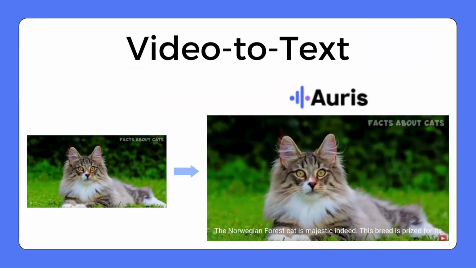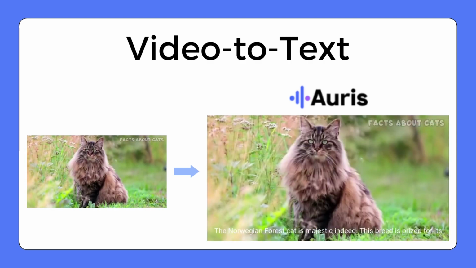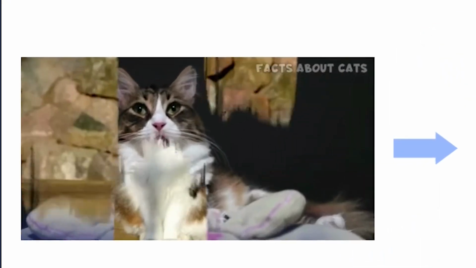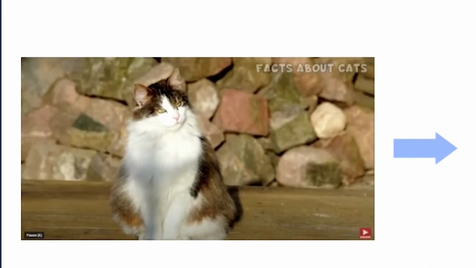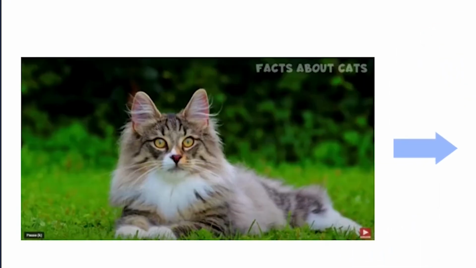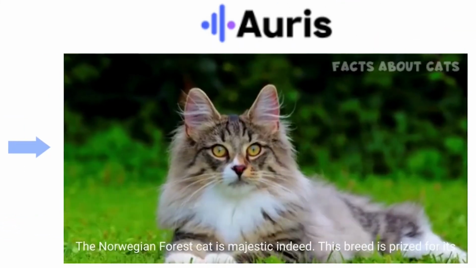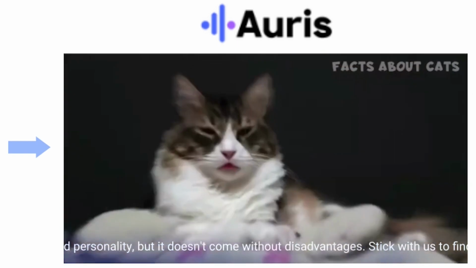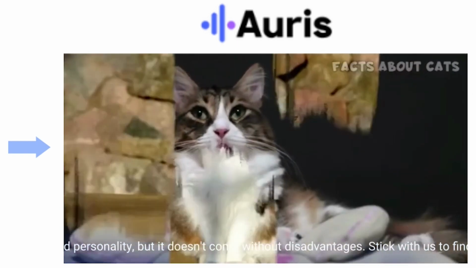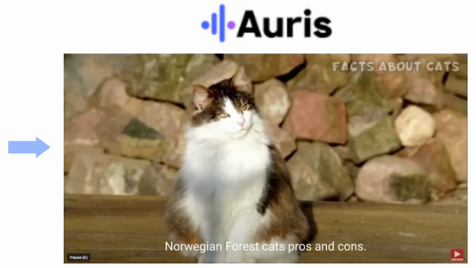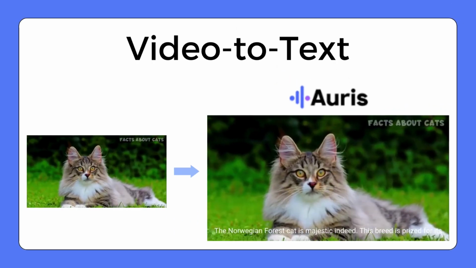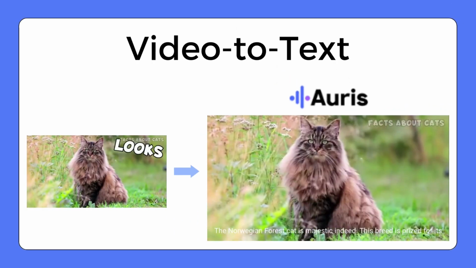Video to text. This involves generating a text description or a transcription from a video. For example, Aris AI can create transcripts or captions from a video input, even translating them from one language to another. While what we see in this example is captioning only the speech element of the video, some of the more advanced captioning tools are able to caption non speech elements as well.